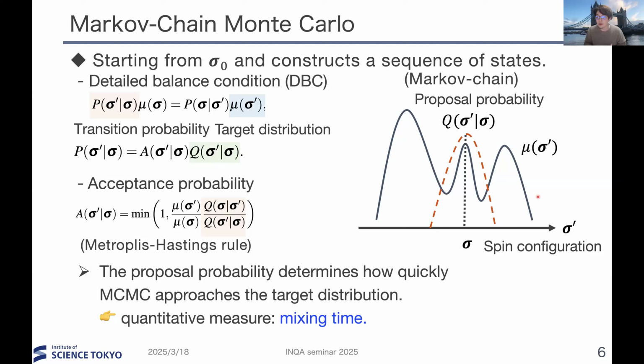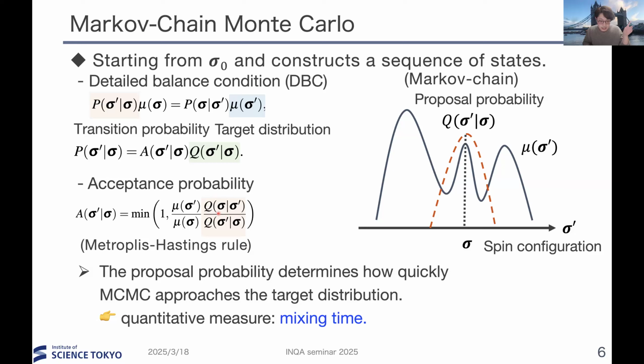So this is an example. Mu is a target distribution. The current solution is denoted by sigma. And following the proposal distribution like this, we generate the next state, sigma dash. And then we determine whether the next sample is accepted or not with this acceptance probability. So this is the Metropolis testing rule. We iterate this process many times.